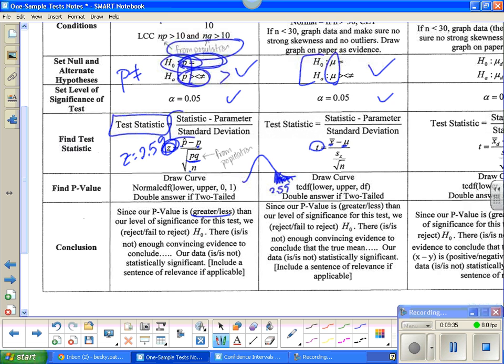Since our p-value is greater or less than our level of significance for this test, we either reject or fail to reject H sub 0. There is or is not enough convincing evidence to conclude, and this is always your H sub A, your alternate. Either we've rejected this, so there is enough evidence to conclude my H sub A, or we failed to reject this, there is not enough evidence to accept my H sub A. But this sentence is always about my H sub A, my alternate. Our data is or is not statistically significant. That sentence that I always seem to forget. And then you conclude a sentence of relevance if applicable.